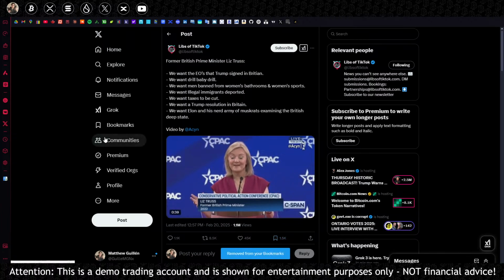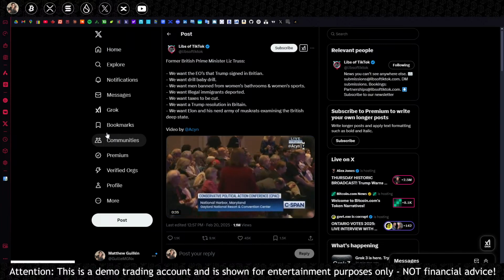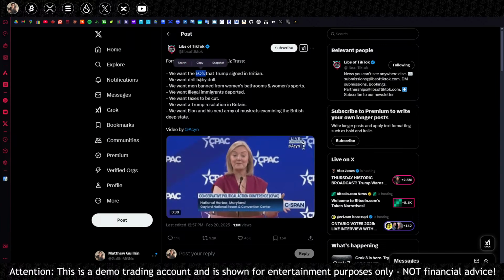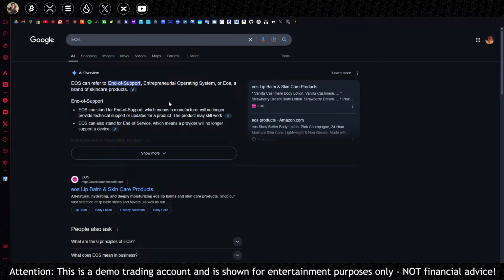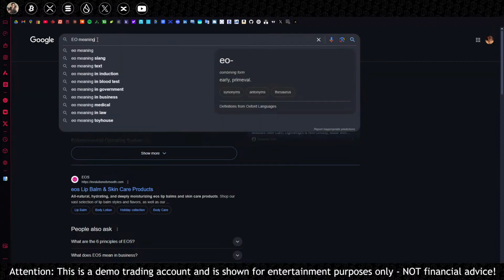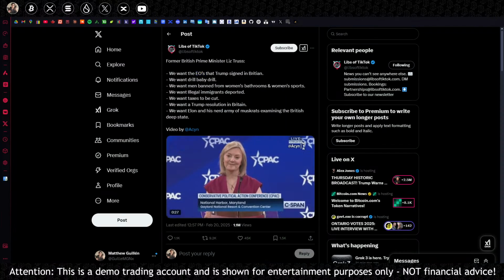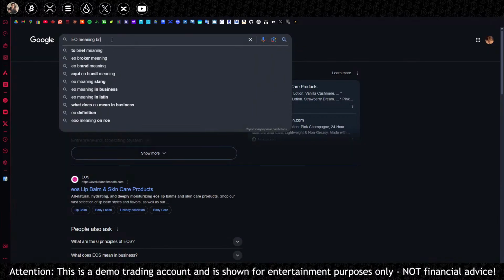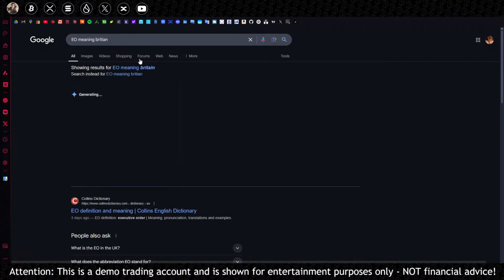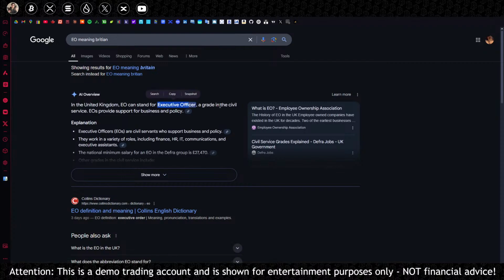This is pretty based stuff. Former British Prime Minister Liz Truss says that we want the EOs that Trump signed in Britain. I don't know what this means. Search. EO meaning, oh my god. Meaning Britain? Executive officer.